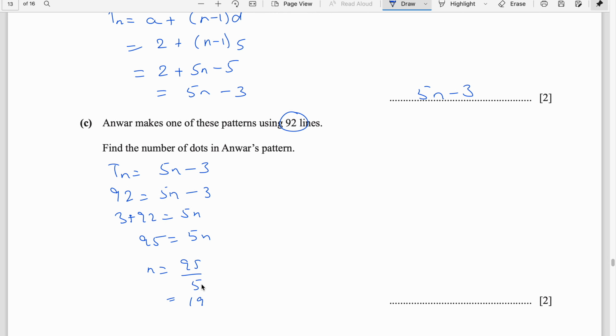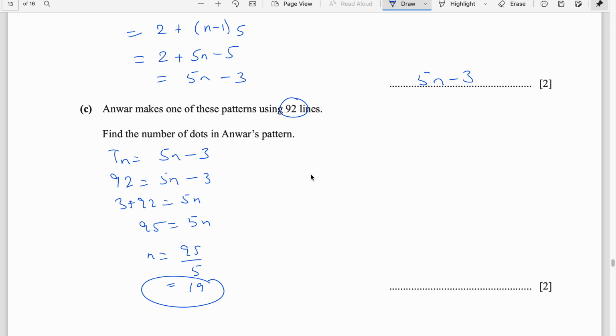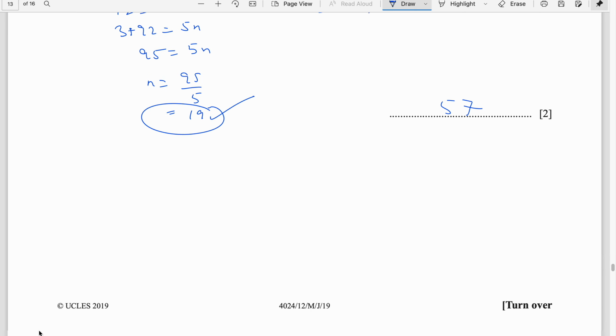19. So Anu is making the 19th pattern, and when we come back to dots, this is 3, 6, 9, 12, 15. That is a table of 3, multiples of 3. So 3 times 19, there are 57 dots when 92 lines are used in pattern number 19.